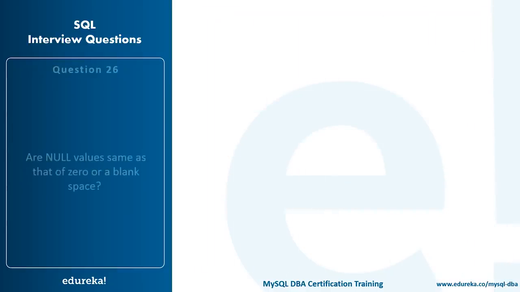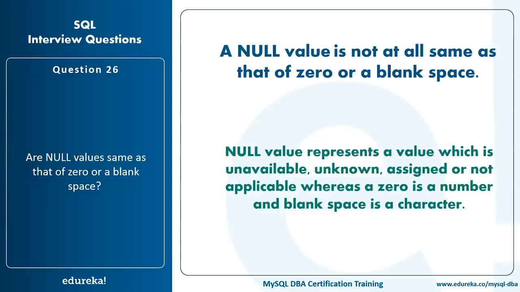Now let's move forward to our next question, that is, are null values the same as 0 or a blank space? A null value is not at all the same as a 0 or a blank space. A null value mainly represents a value which is unavailable, unknown, unassigned, or not applicable, whereas a 0 is a number and a blank space is a character. So if anybody asks you if null values are the same as 0 or blank space, please say no. Because a null value is basically anything which is unavailable, unknown, unassigned, or not applicable, whereas a 0 is a number and a blank space is a character.